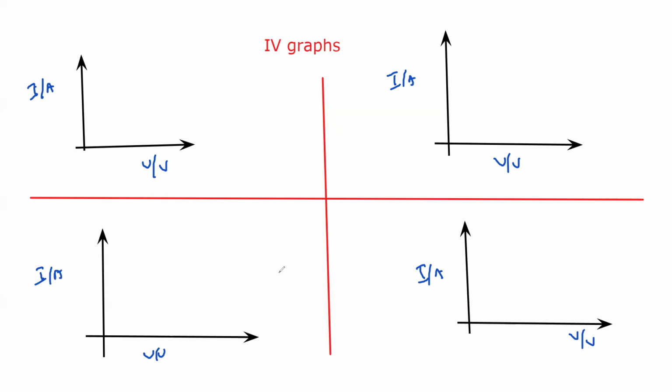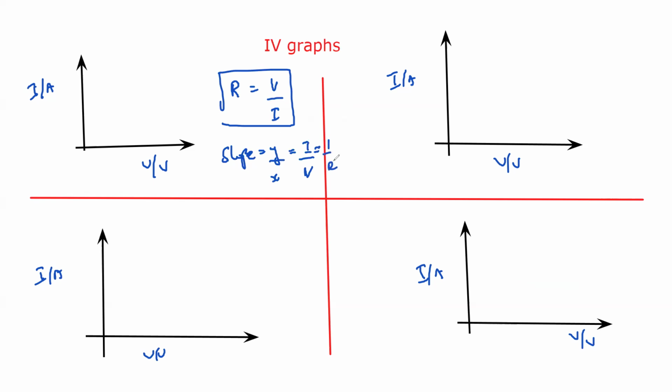Now, from this graph, because we have the formula V equals I R, the resistance is the ratio between voltage and current. R equals V over I. The slope or gradient of the graph is the quantity on the y-axis divided by the quantity on the x-axis. So on the y-axis we have current, on the x-axis we have voltage. In this case, the slope is always the reciprocal of the resistance. It means the slope of this graph will always be equal to 1 over R.